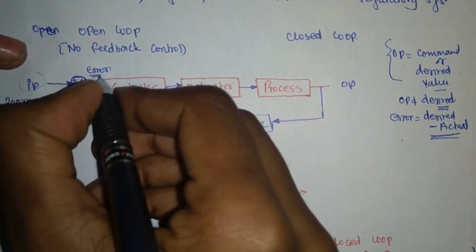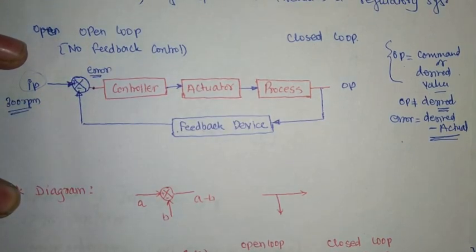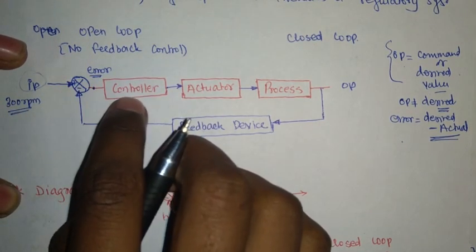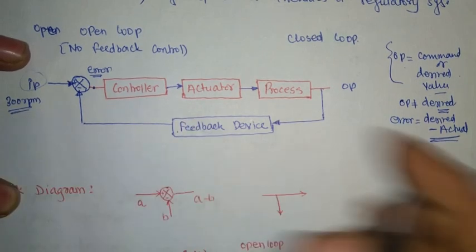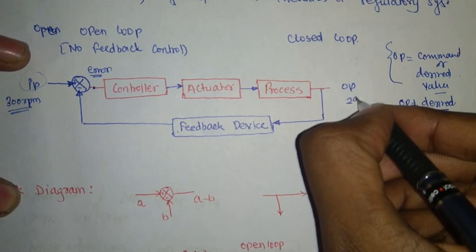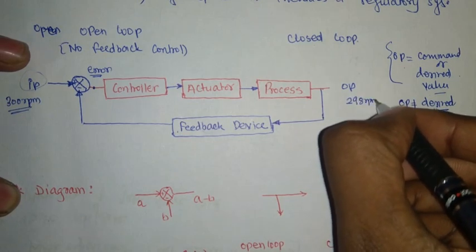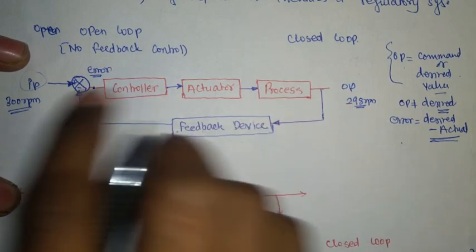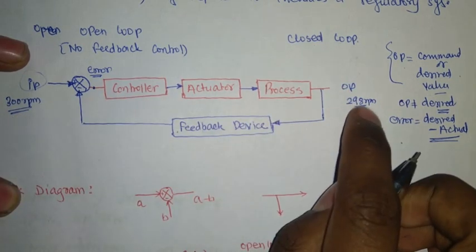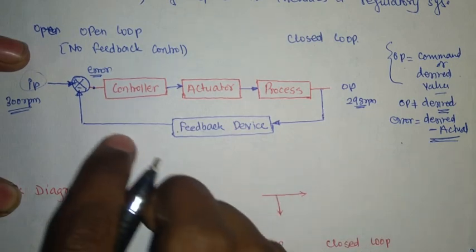Okay, so the error will be generated from here, and based upon that error, my controller is going to take action. So let's say I gave a command to make the motor RPM 300, but what I got as an output is 298 RPM. Okay, so that will be sensed here. Desired value was 300, but actual value is 298, which means there is a gap of 2 RPM.